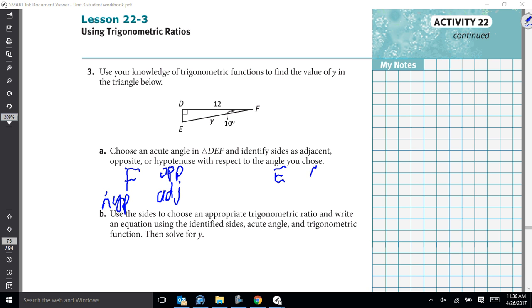So would y be the same? The hypotenuse? All right. So for this one, that's our y. And then what's our opposite side? If we're looking at F, what's our opposite side? That one, E. And then our adjacent side? Y.